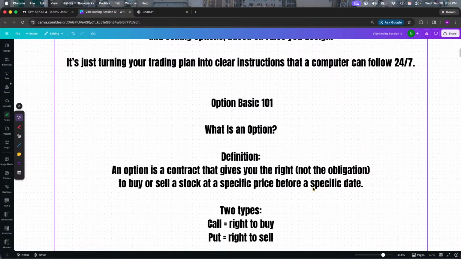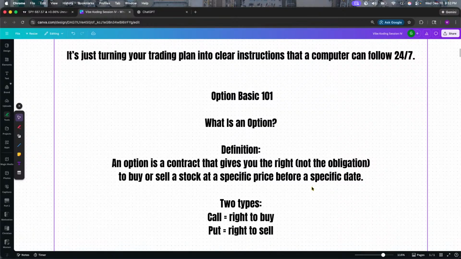Now, what are options? Options are contracts that give us the right but not the obligation to buy and sell a stock at a specific price. That specific price is going to be our strike price, before a specific date. That specific date is going to be our expiration date. Now, there are two types of options that we're going to be purchasing, and these options are going to be call options. A call option is the right to buy the underlying asset, and then we have a put option. A put option is the right to sell the underlying asset.